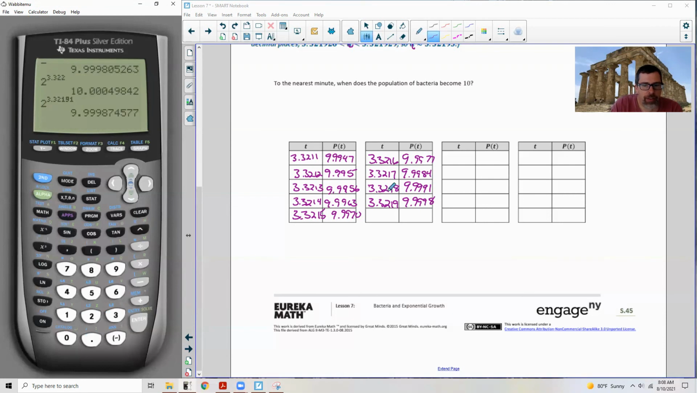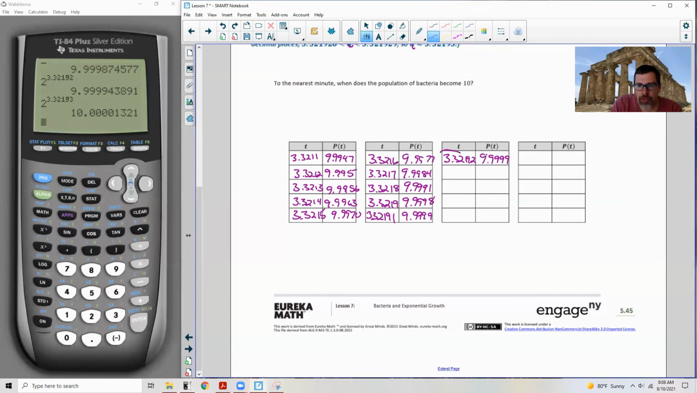So now I want to go 2 to the power of 3.32191. Enter. Okay, so now we're going out to 5 decimal places. 3.32191 gave me 9.9999. Getting really close here, folks. 3.32192 is the next one. So 2 to the power of 3.32192 is 9.9994. Getting close. 2 to the power of 3.32193, and we're at 10. Okay, so we're out 5 decimal places.